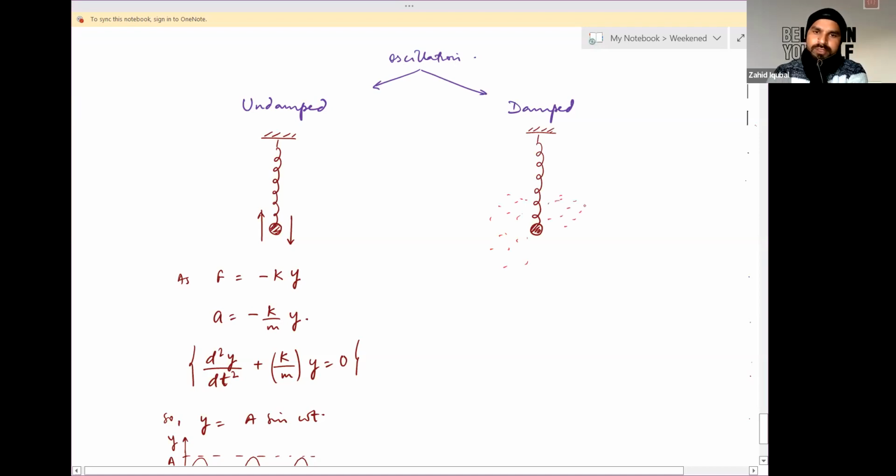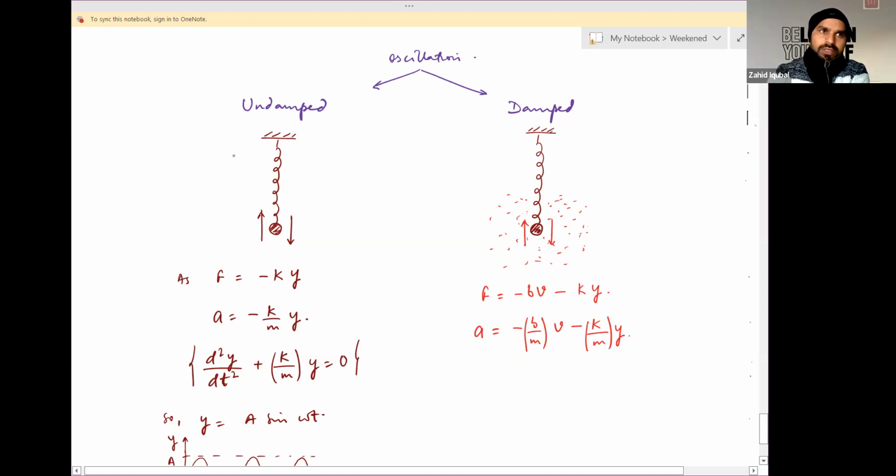It means it will be any fluid. So this viscous medium will tend to oppose its motion. So during oscillation, it may experience different forces. The net force will be due to its oscillation: damping force, minus b times v, and spring force, minus k times y. So acceleration will be minus b divided by m into velocity, minus k by m into displacement.